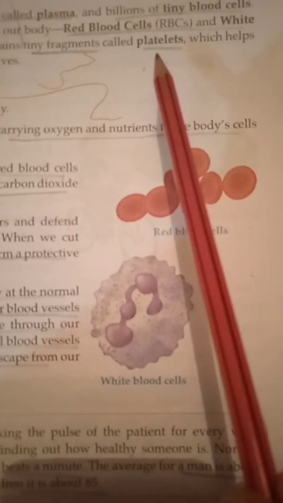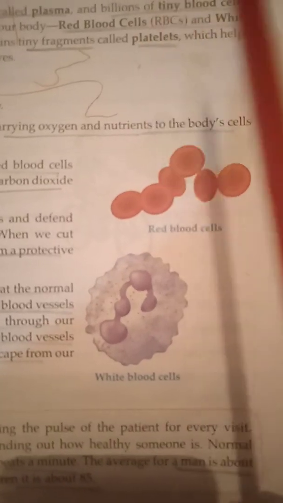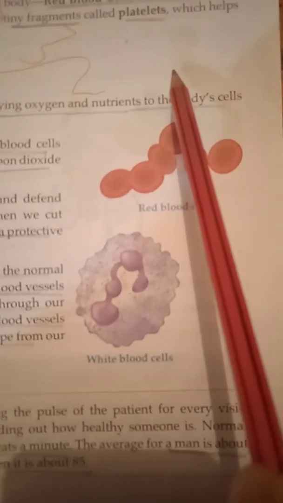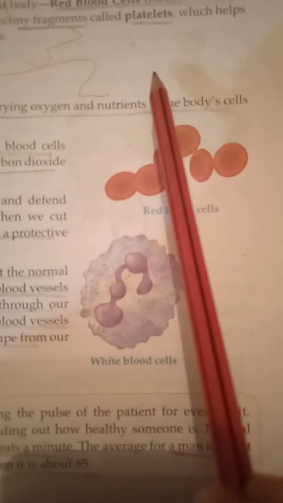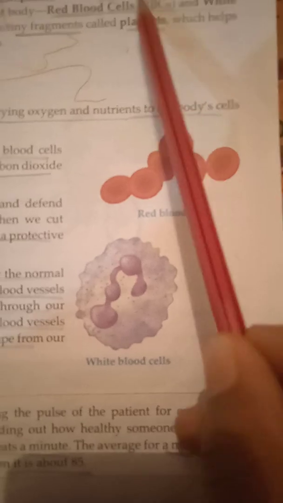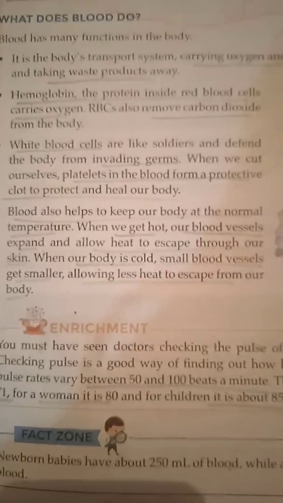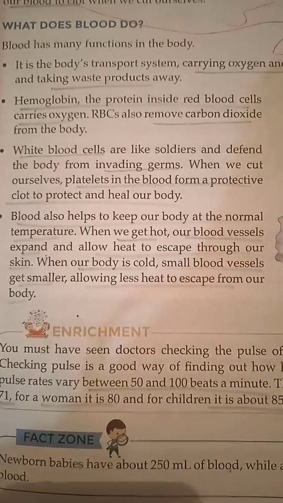What happens when a person gets injured? They start bleeding, but after some time the blood clots. Okay, the bleeding stops. It is happening because of the presence of these platelets. Okay, they help the blood to clot. Now, why is blood important?